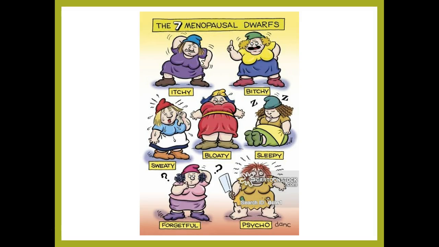So here they are, the 7 menopausal dwarfs. Itchiness happens because estrogen stimulates the formation of skin-smoothing collagen and oils, and during menopause, estrogen greatly decreases. So if that happens, then the skin can become itchy and very dry.